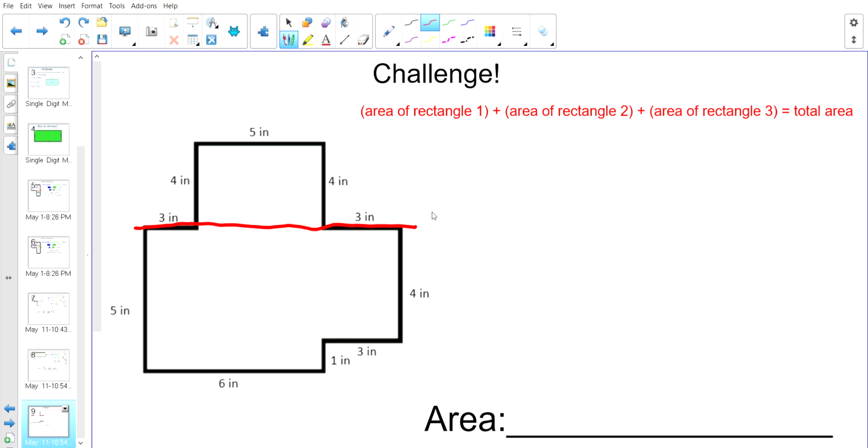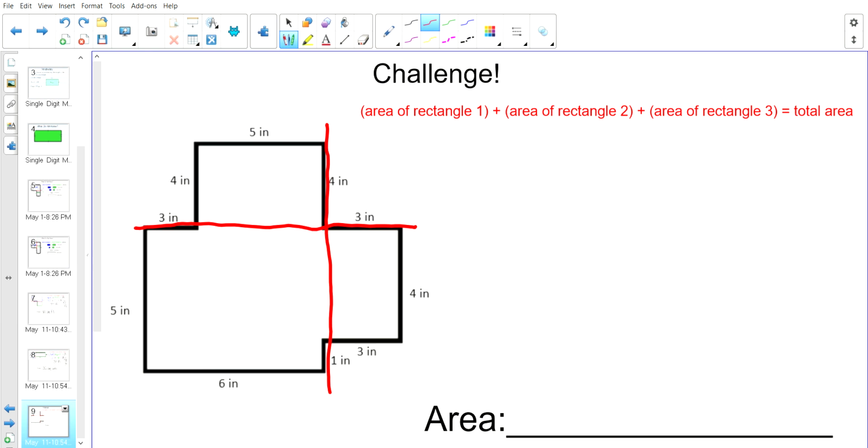In order to make a third rectangle, what I'm going to do now is decompose it vertically, making a small rectangle on the side, a smaller rectangle on the top, and a larger rectangle down here. Now I have 3 rectangles that I can find the area of. You may have thought of other ways to decompose this figure into rectangles. Remember, there are multiple ways to decompose a rectilinear figure.